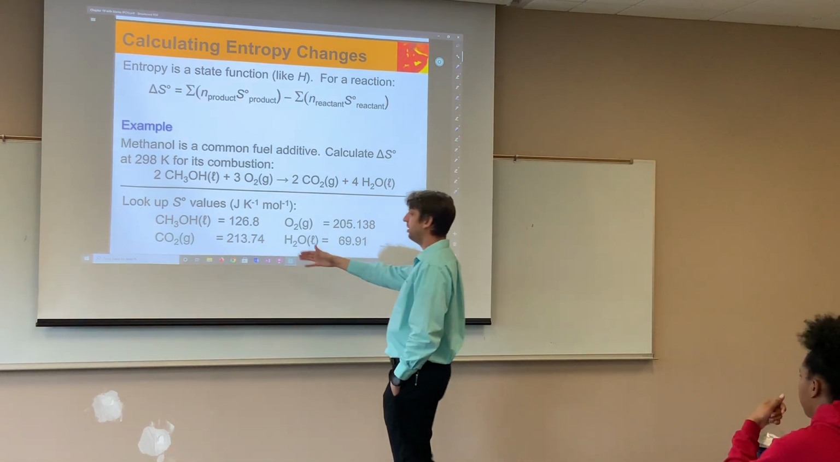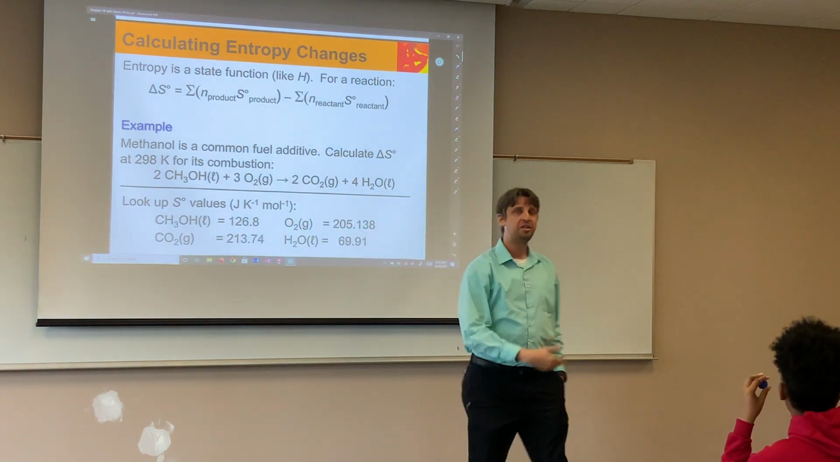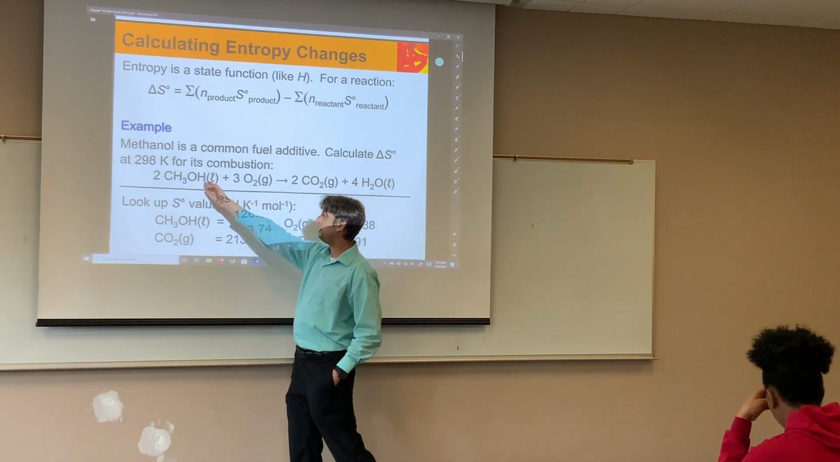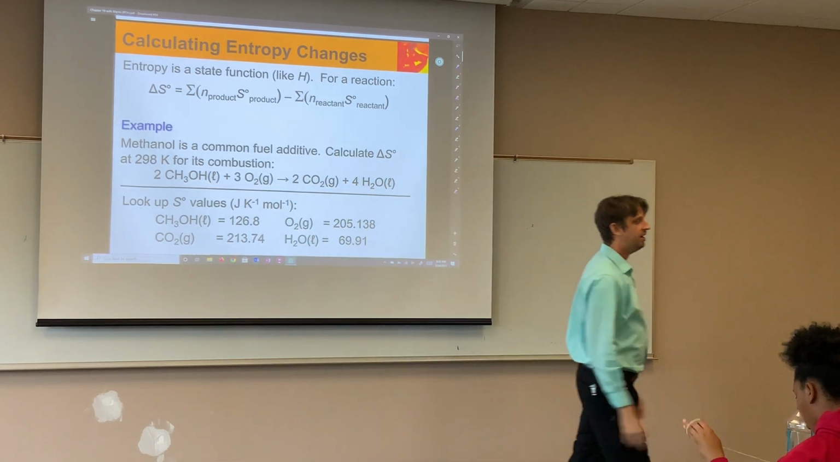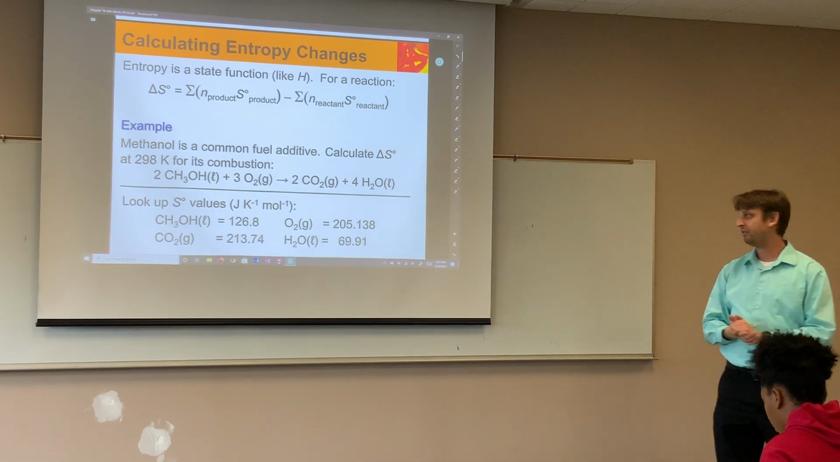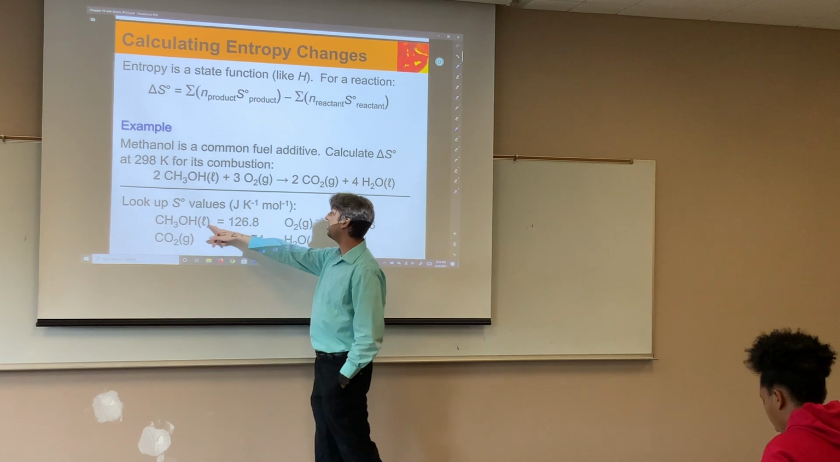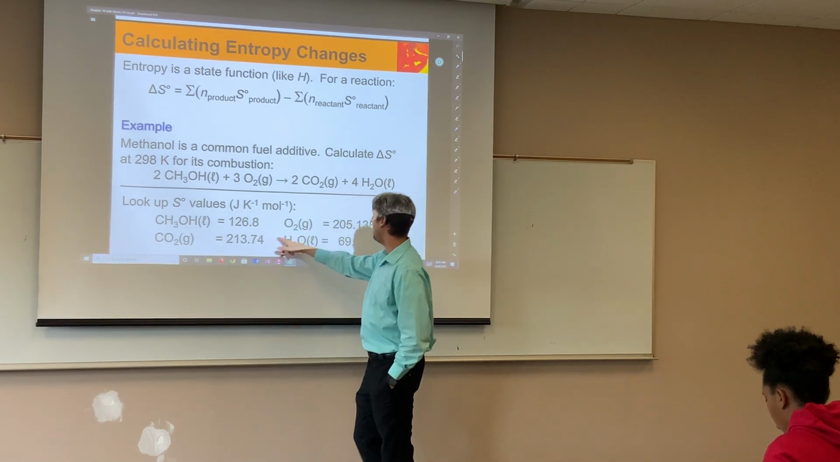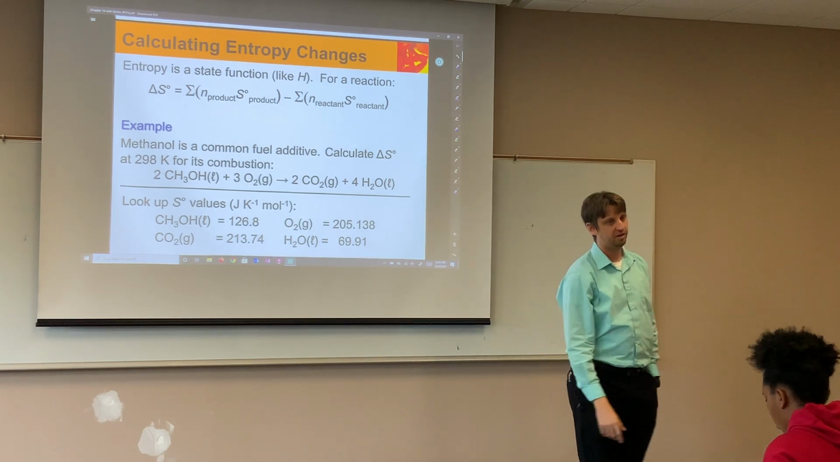In the back of the book, I think they've got lists of these molar entropy values. If you have a balanced equation, make sure you have the states with it. You can just look up the molar entropy values for those things. So if we look for methanol as a liquid, it's got a value in there, and carbon dioxide as a gas, and oxygen as a gas, and water as a liquid. We can just pull those values in there, okay?